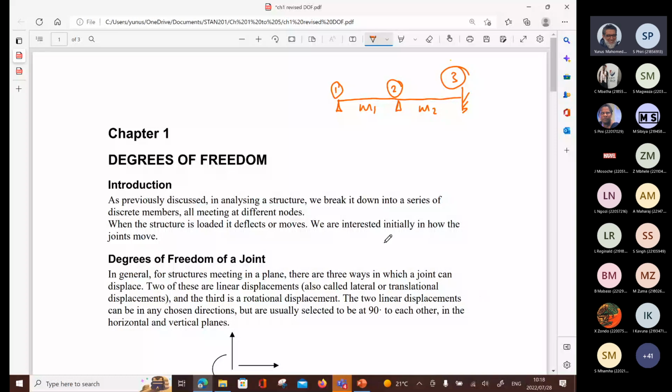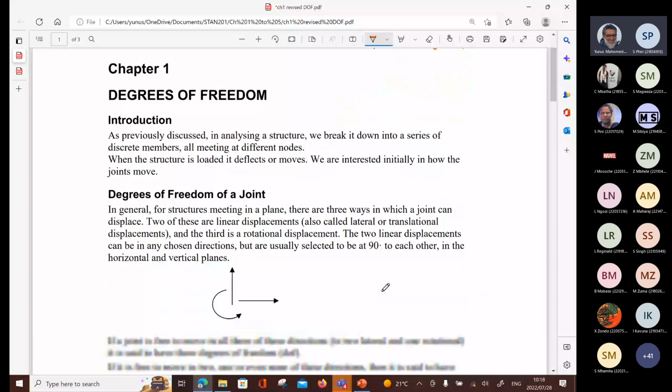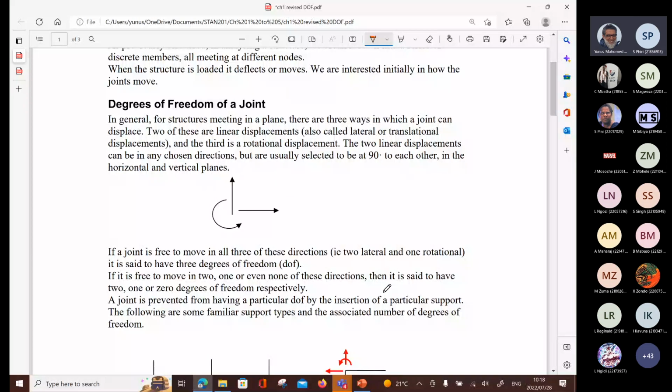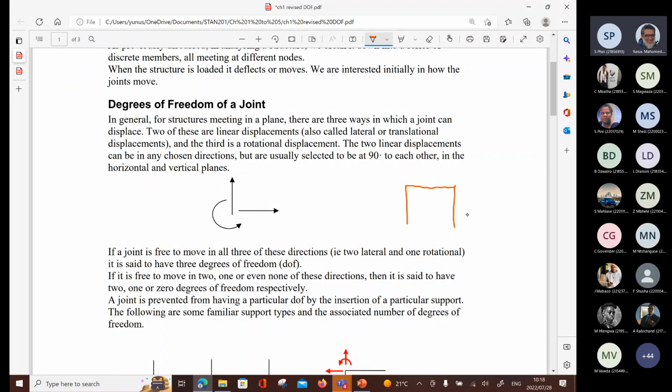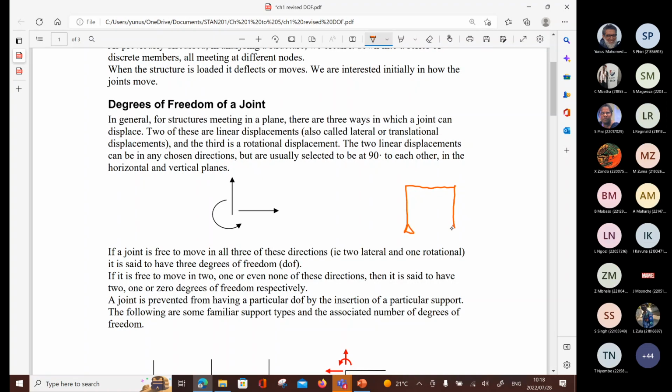So we're interested initially in how the joints move. Let's start with this first. Degrees of freedom, in general for structures, are the ways in which the joint can displace. Let's take a portal structure like that. Okay, I have joint A or node A, node B, node C, and node D.